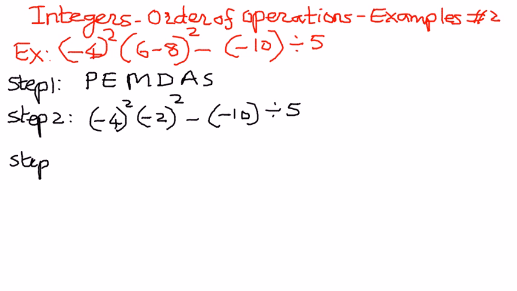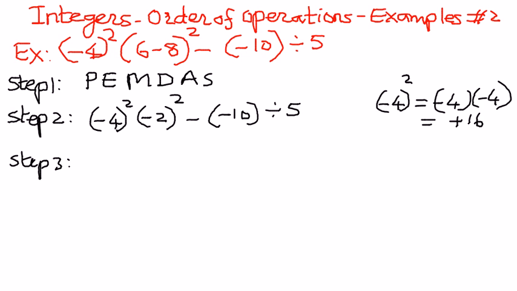In step number 2, we're going to expand the exponents. We have two exponents, negative 4 raised to the power of 2 and negative 2 raised to the power of 2. So if we take negative 4 raised to the power of 2, the base term is negative 4, and then that base term needs to be expanded to the power of 2. Therefore negative 4 times negative 4 is the way we want to expand it. Negative times negative is a positive, 4 times 4 is a 16.